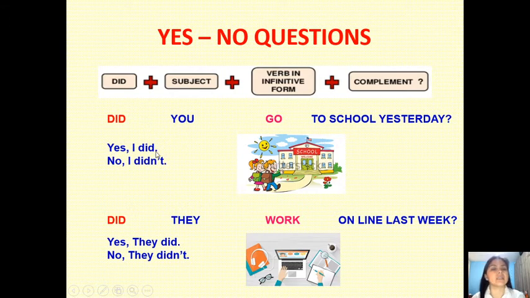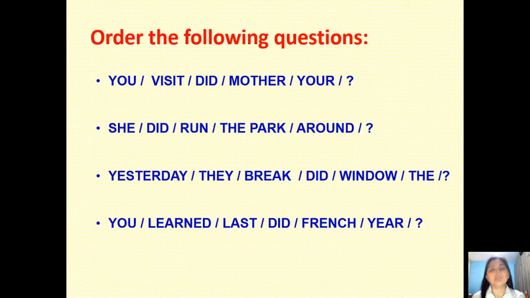Did you go to school yesterday? And the answer is yes, I did, or no, I didn't. Remember that you have to follow this structure: the auxiliary did, the subject, the verb in infinitive form, and the complement. Another example is, did they work online last week? You will answer with yes, they did, or no, they didn't. Remember that with yes/no questions, your answer is yes or no. Let's continue with the next kind of question, that is WH questions.